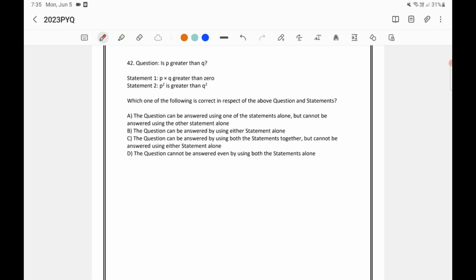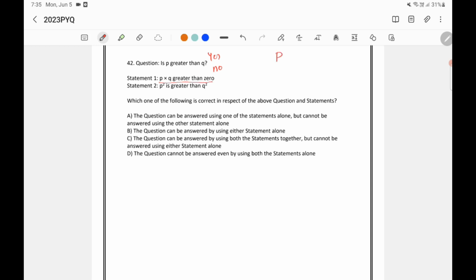Is P greater than Q? It's a question actually. Okay, we need to give a yes or no answer here. So let's see whether we can answer this question or not. Now statement 1 says that P into Q is greater than 0. So here the question is, is P greater than Q?